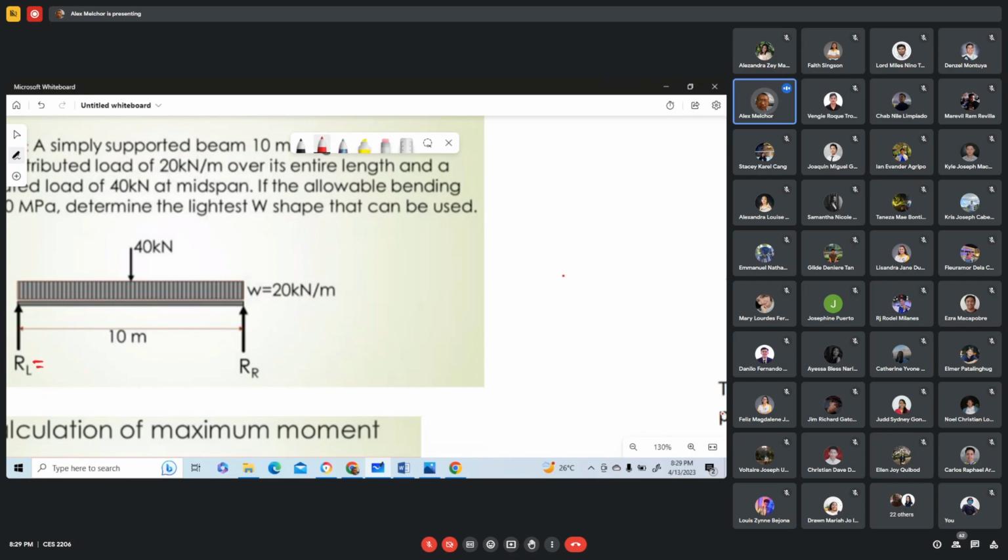This will now be equal to, we have here the resultant of the uniformly distributed load acting also at the center. So this will be 20 times 10, which gives us 200 kN. So 200 plus 40 is 240. One half of 240 is 120 kN.